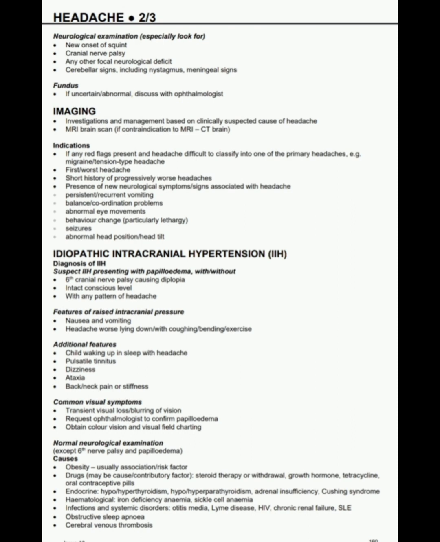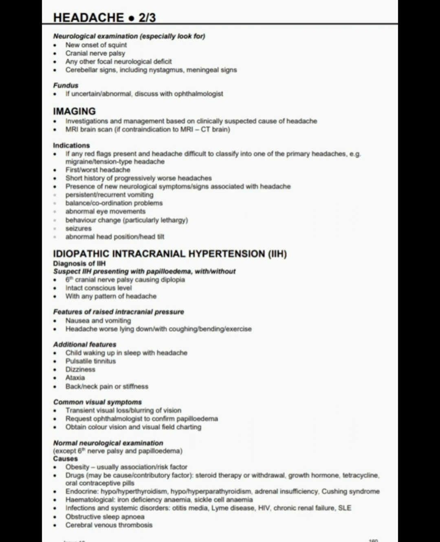MRI brain scan, or CT brain if contraindication to MRI. Indications: if any red flag present in any headache, difficulty to classify into one of the primary headaches, for example migraine or tension type headache, fast or worst headache, short history of progressively worse headache, and presence of new neurological symptoms or signs associated with headache: persistent or recurrent vomiting, balance or coordination problems, abnormal eye movements, behavioral change that is particularly lethargy, seizure and abnormal head position or head tilt.